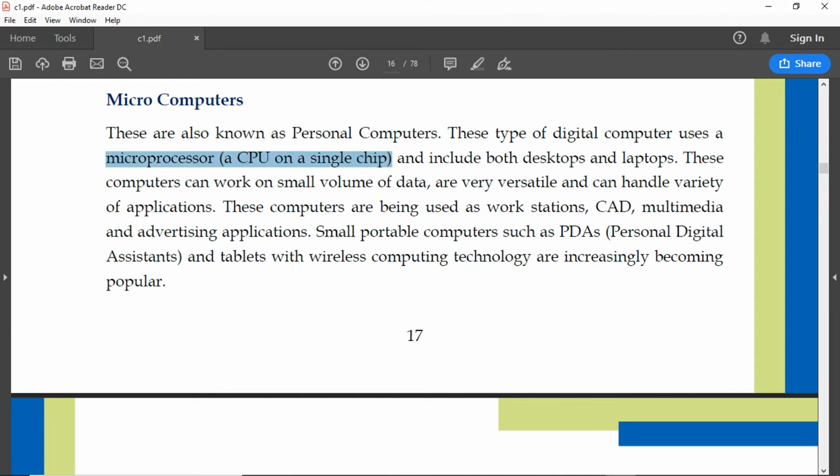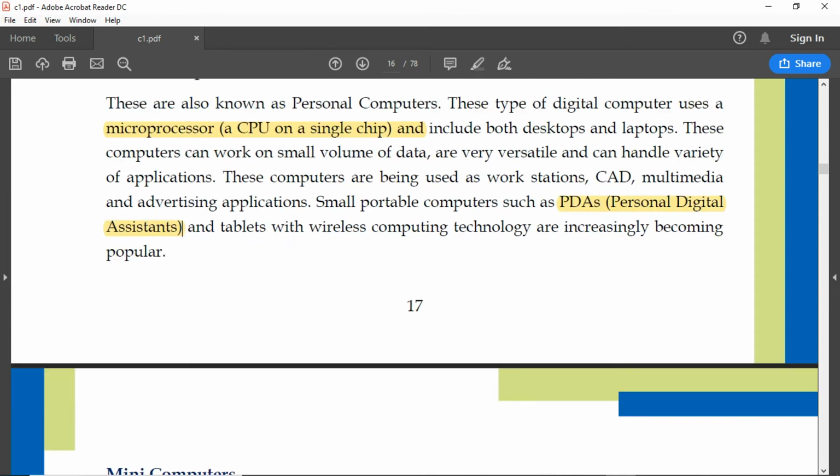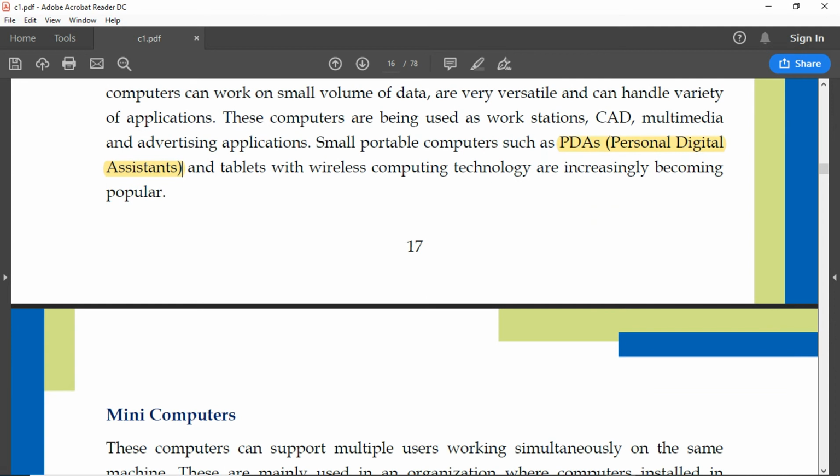These computers can work on small volumes of data, are very versatile and can handle a variety of applications. These computers are being used as workstations, and in CAD, multimedia, and advertising applications. Small portable computers such as PDAs, personal digital assistants, and tablets with wireless computing technology are increasingly becoming popular.